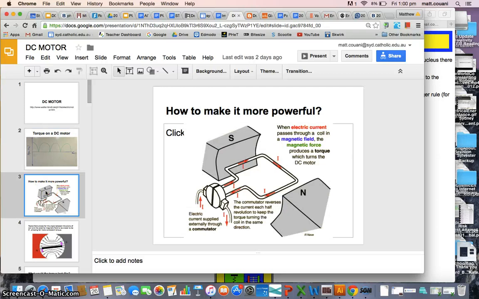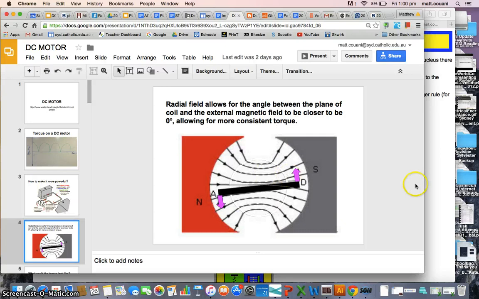How do we make it more powerful or more efficient? Well, as you saw, one way to make it more powerful or more efficient is to have a radial magnetic field. With the radial magnetic field, it allows for the angle between the plane of the coil and the external magnetic field to be close to 0 degrees, allowing for a more consistent torque.